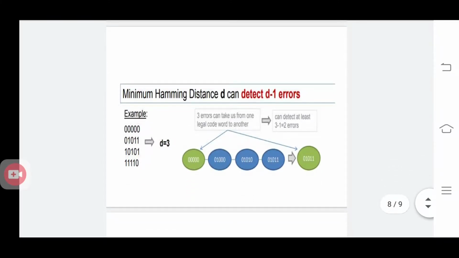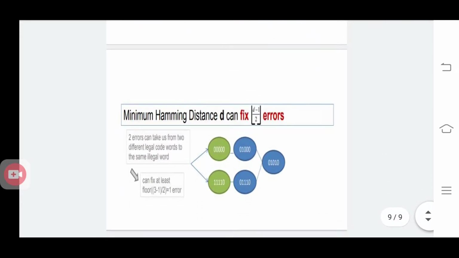So by using this minimum Hamming distance, how can you detect how many bits are in error? If the minimum Hamming distance is D, you can detect D minus 1 errors in the given set of words. So if D is equal to 3, that means the minimum Hamming distance is 3, then you can detect 2 errors from the given set of words.